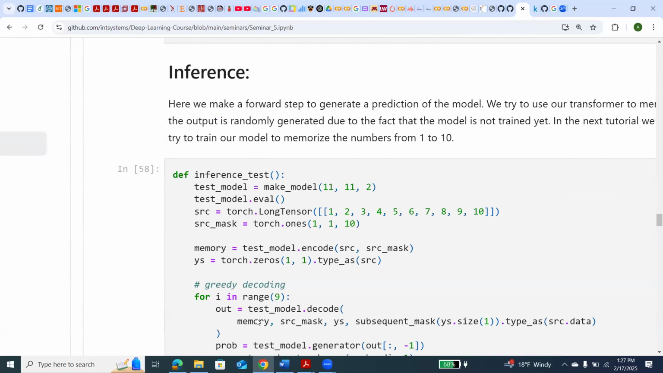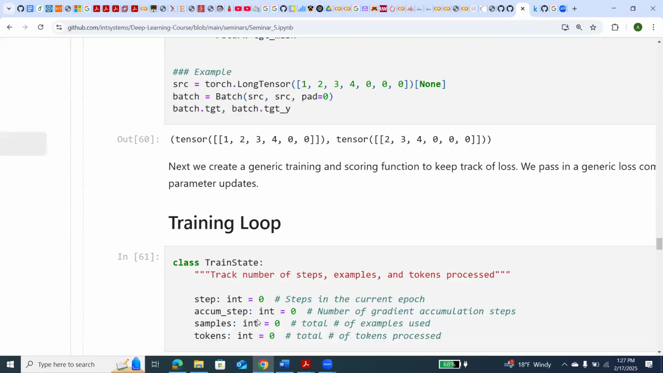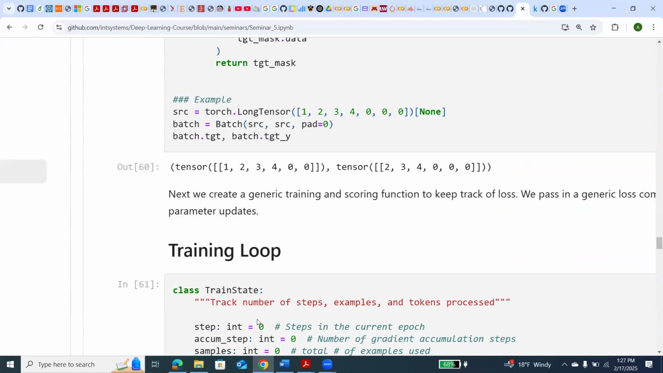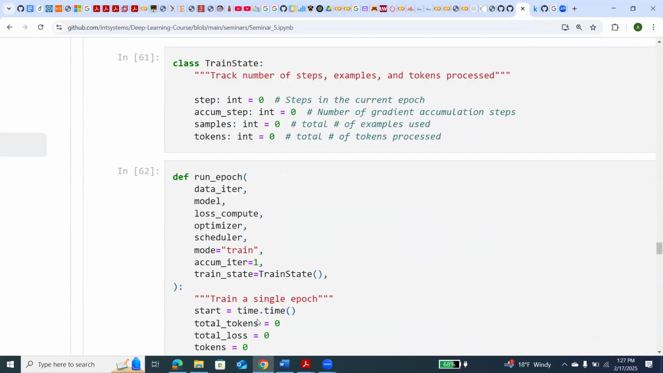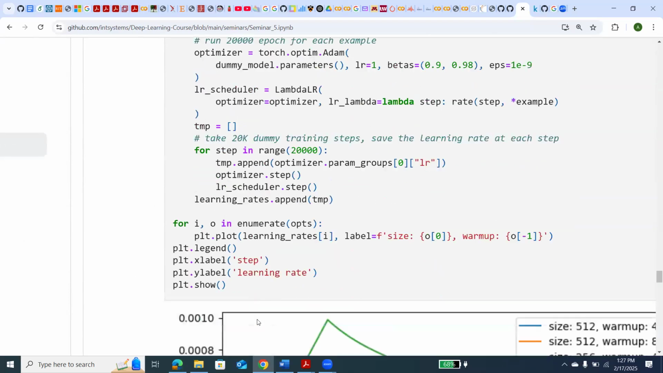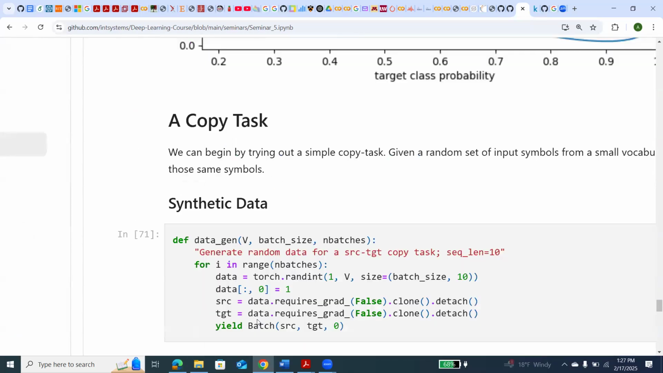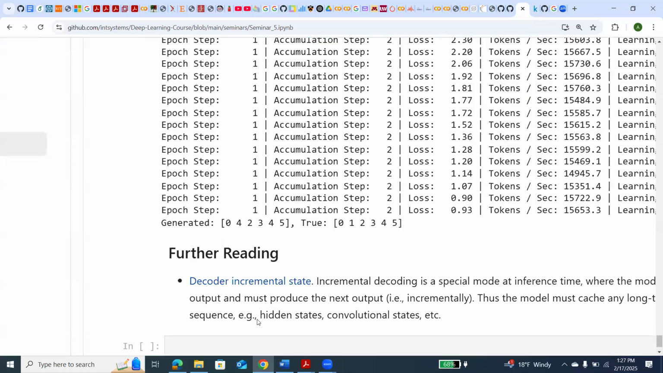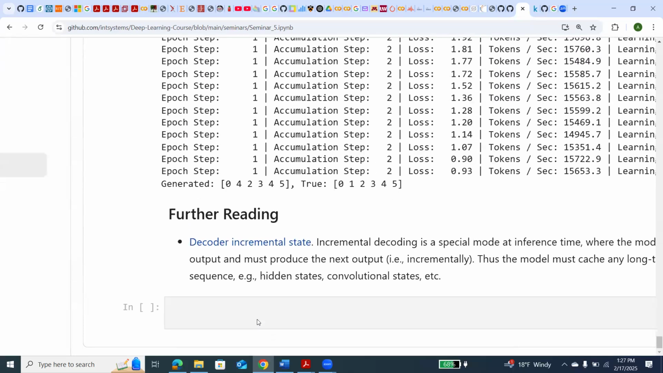And here is an example of how it copied this sequence. Wait a second, I believe after training. Yeah, so the expected sequence was just sequential numbers from 0 to 5, and the generated sequence has just one mistake at index 1.